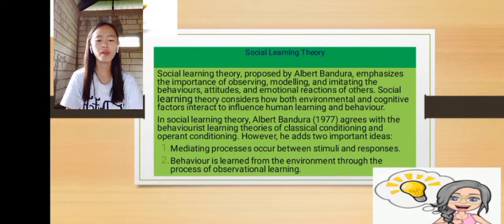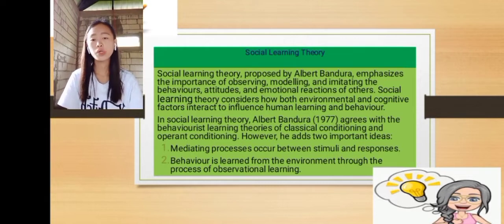The second one is behavior is learned from the environment through the process of observational learning. Social learning theory considers how both environmental and cognitive factors interact to influence human learning and behavior. Mediating processes occur between stimuli and responses. Behavior is learned from the environment through the processes of observational learning.